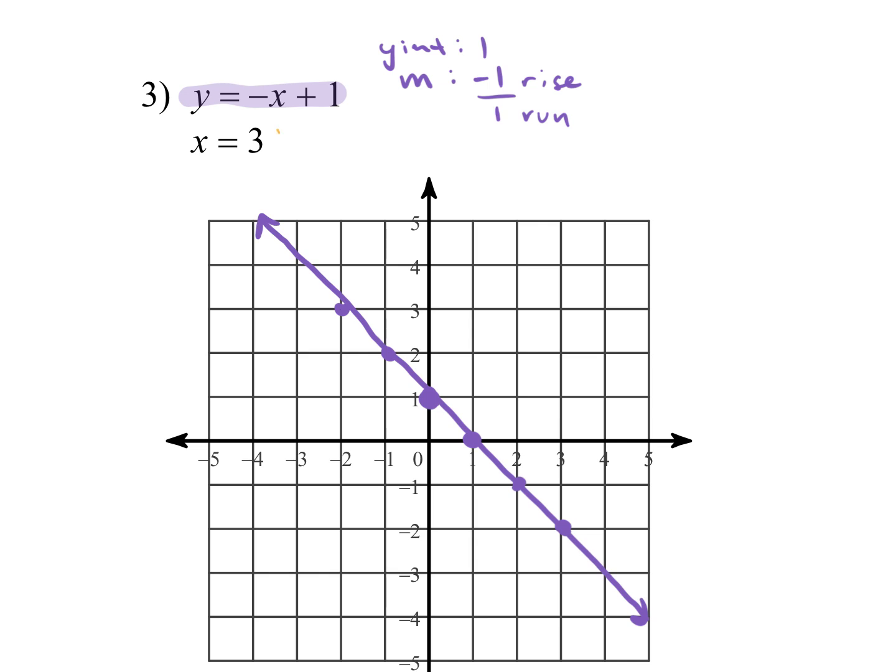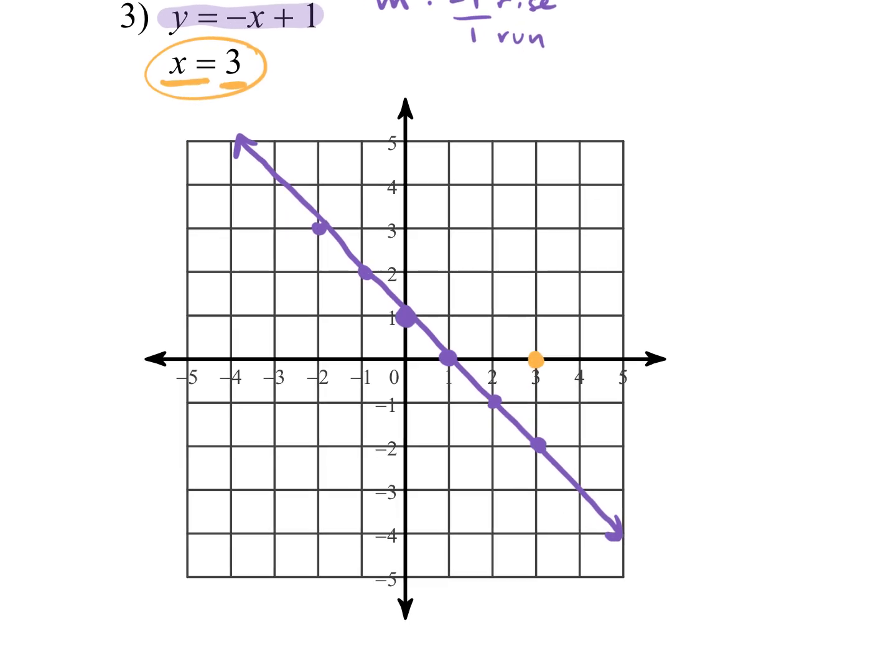Next, with our second line, it's not really in slope-intercept form, it's just x equals. If it is x equals, that means we're going to intersect the x-axis. Our line touches the x-axis at 3. So I go to 3 on the x-axis, and I'm going to put a line through it. If it is x equals, your line touches the x-axis. If it were y equals, your line touches the y-axis. Now, where do our two lines intersect? 3, -2. Perfect.